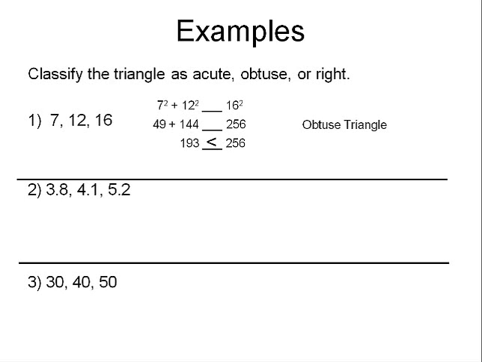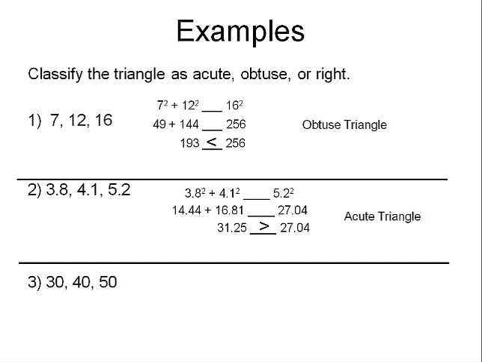Let's try example number 2. Once again, C is going to be 5.2, and A and B will be 3.8 and 4.1. So when we plug this in, we want to know if it's going to be less than, or greater than, or equal to. If we were to plug this in the calculator, we get the following. And then when we add everything on the left side, we get 31.25, which is greater than 27.04. And because the left side of the equation is greater than, this tells us that we have an acute triangle.